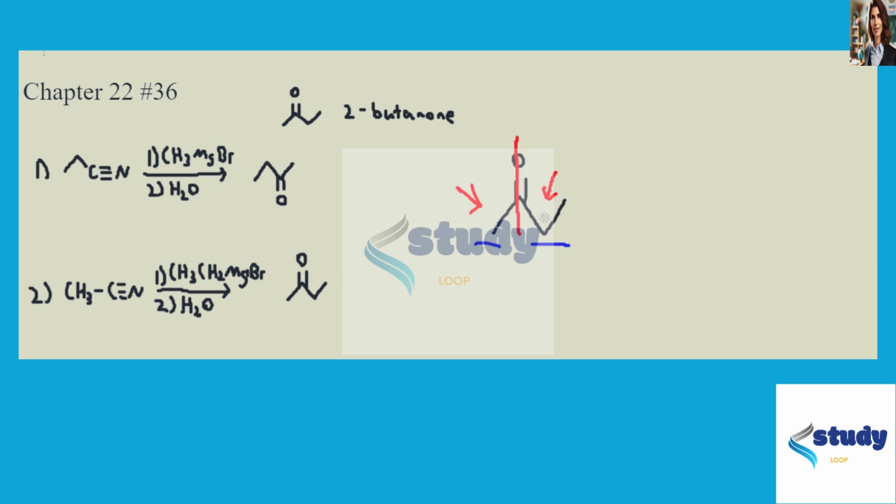Or you could do it the other way. Draw a line through the ketone, start with what you have on the right, and then use however many carbons you need in a Grignard to make the left portion of the molecule. And so that is the answer to Chapter 22, problem number 36.